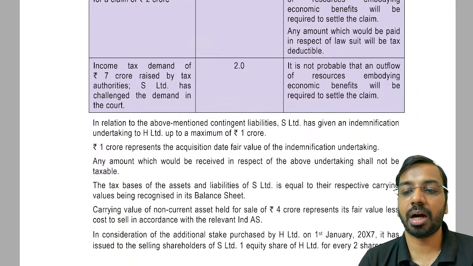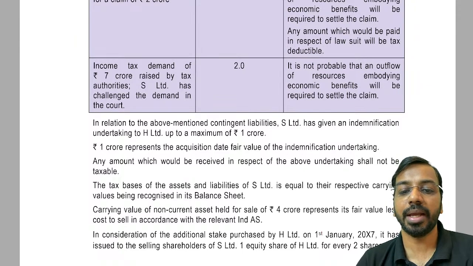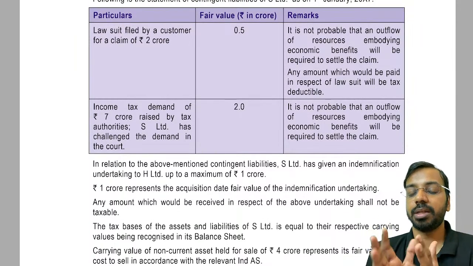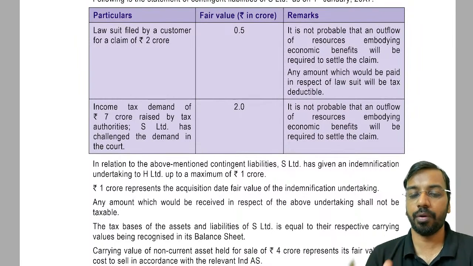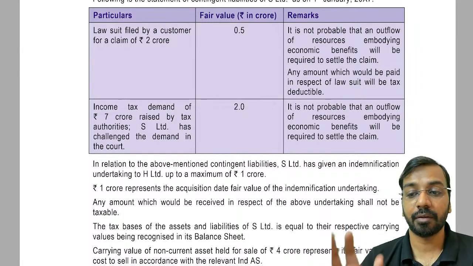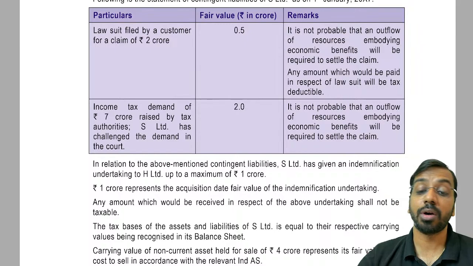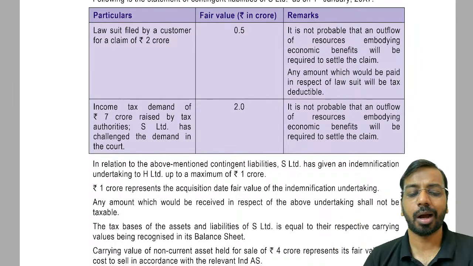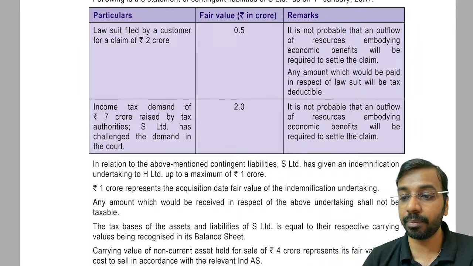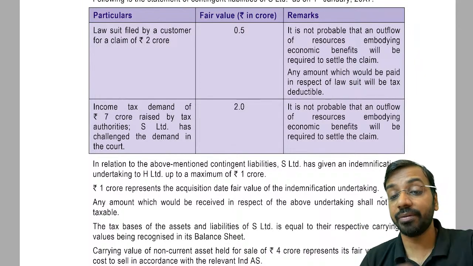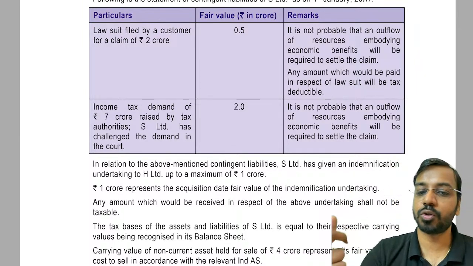S Limited has given an indemnification undertaking to H Limited for a maximum of 1 crore. Now think of this. There is a contingent liability of 2 crores and 7 crores. However, fair value is 2.5 crores. So my contingent liability fair value that I will be recognizing is 2.5 crores. Now, what is the other party saying? The other party is saying that, boss, up to 1 crore we will reimburse. So 1 crore will be my indemnification asset. On the asset side, I will add 1 crore. On the liability side, I will reduce 2.5 crores.